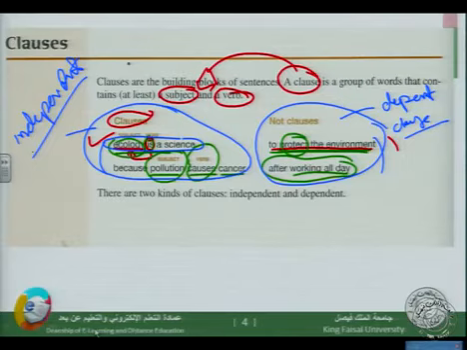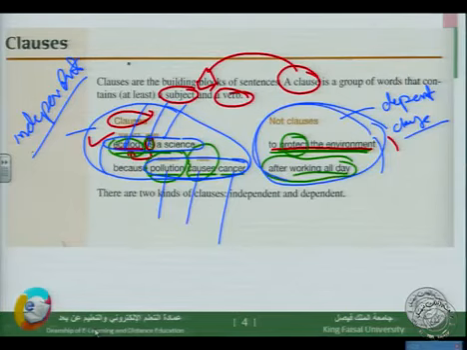لكن طيب لو حكينا pollution causes cancer. Pollution causes cancer. Is it grammatical? Yes. Is it meaningful? Yeah. Pollution subject, causes verb, وهذا object. Subject, verb, object. والمعنى واضح. هذا بنسميه independent clause. لكن لو طلعنا على الجزء الآخر لو حكينا to protect the environment.